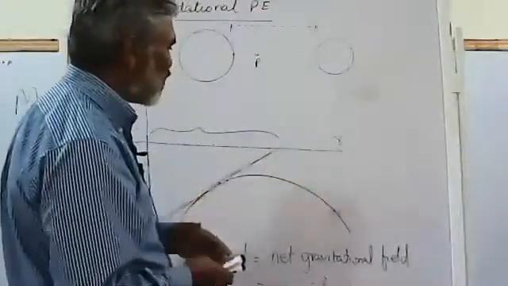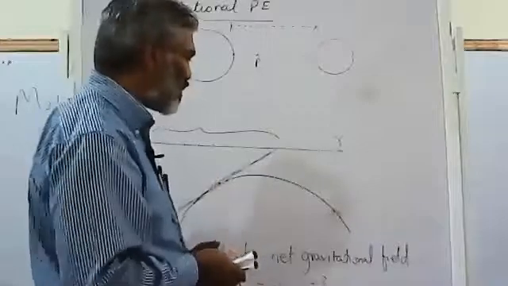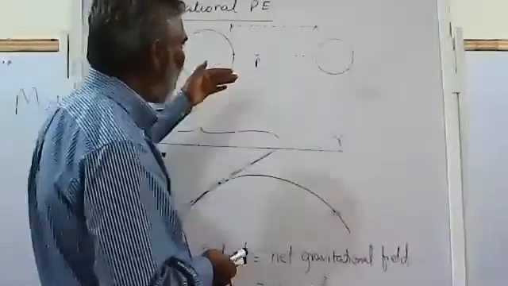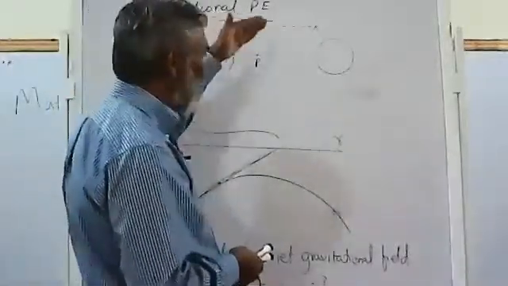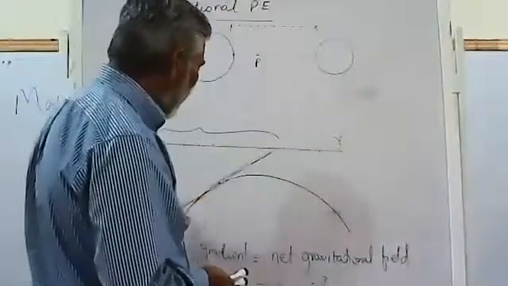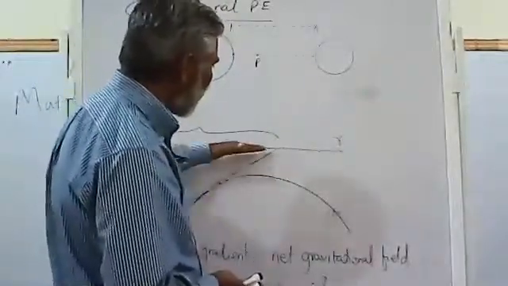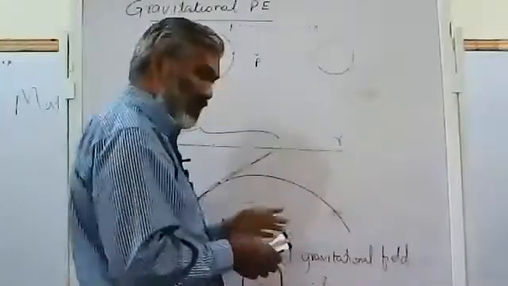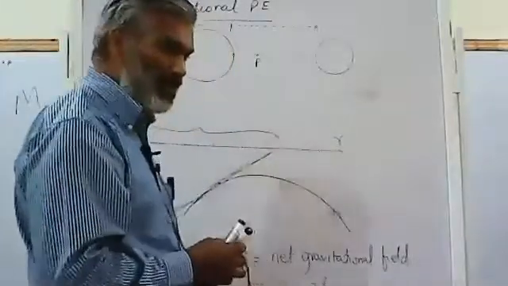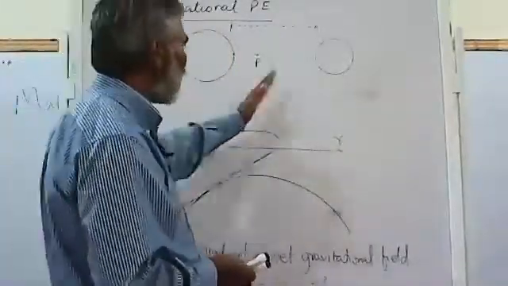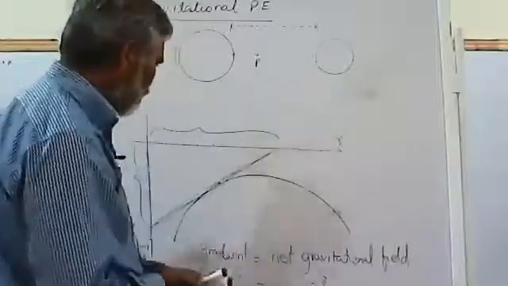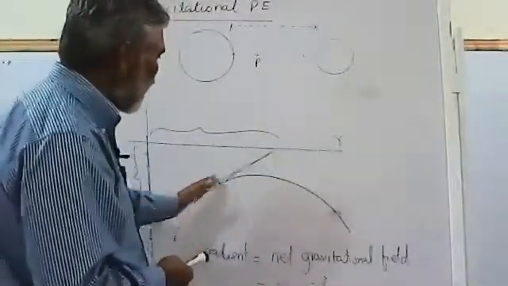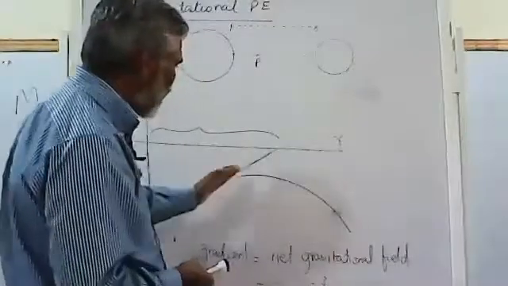That means you have to do some work in order to bring that mass from infinity to that point, and therefore this curve doesn't touch 0 value. So gravitational potential energy is not 0 at any point between the two masses. But this is the kind of variation we have.